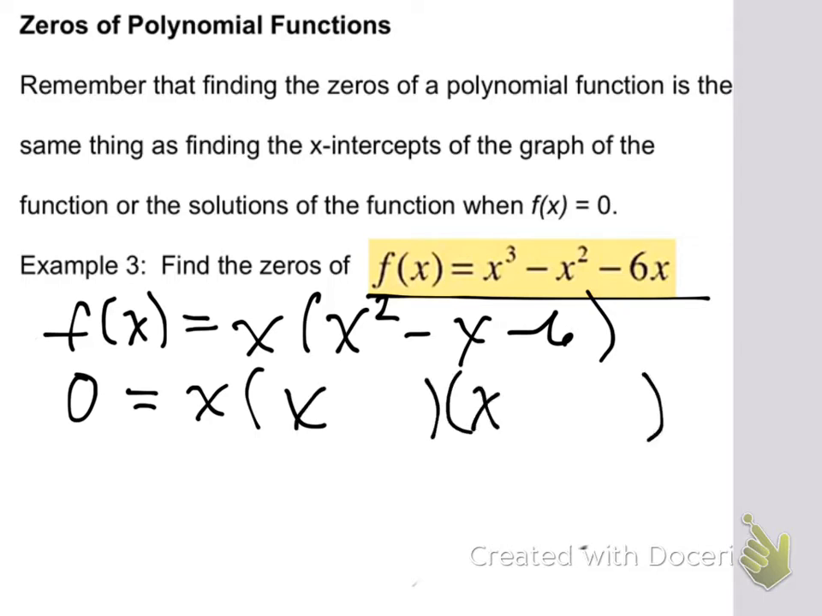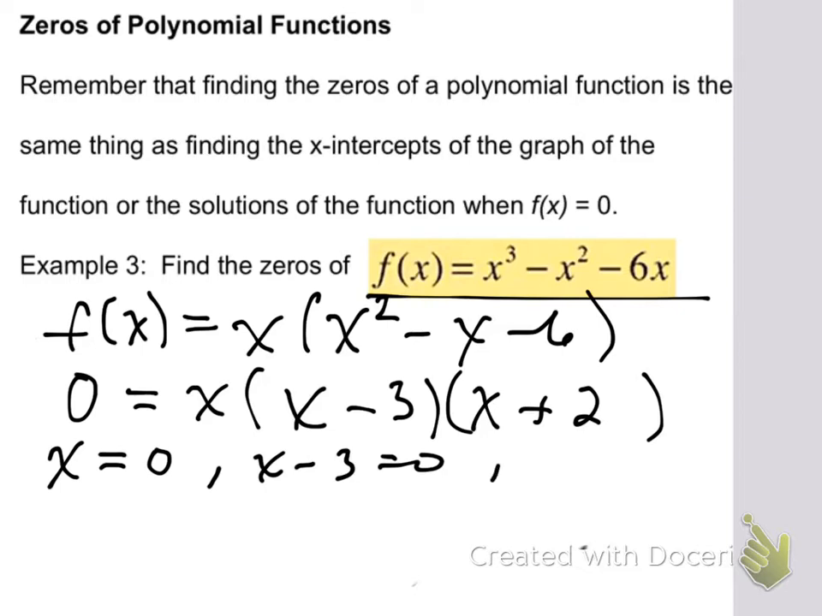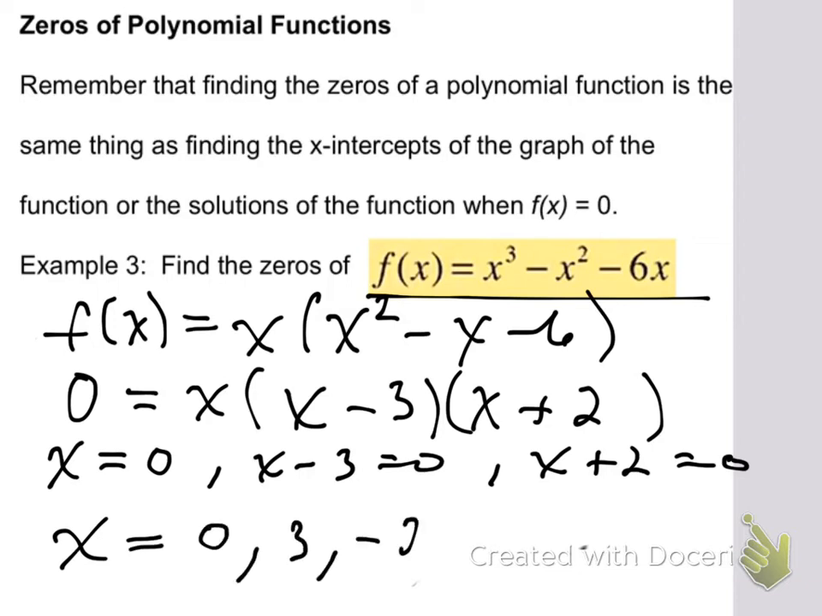My signs, negative and positive, since I want factors of negative 6 with a sum of negative 1. So 3 and 2 here. Now you set all these factors equal to 0, so x equals 0, x minus 3 equals 0, and x plus 2 equals 0. So x can be equal to either 0, 3, or negative 2.